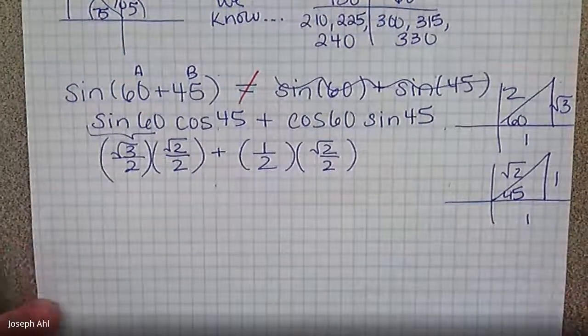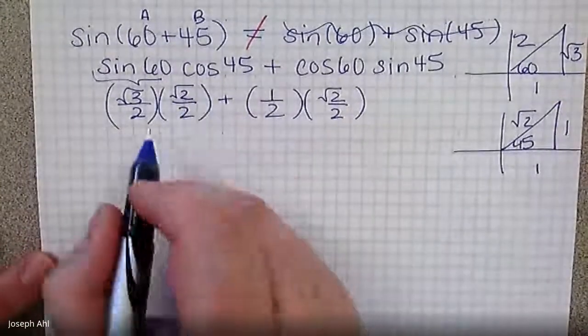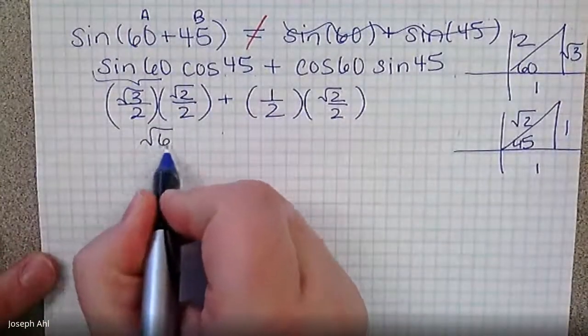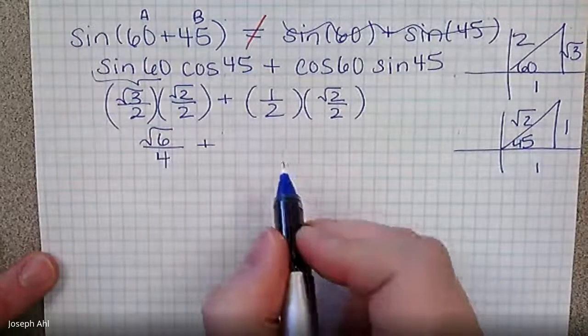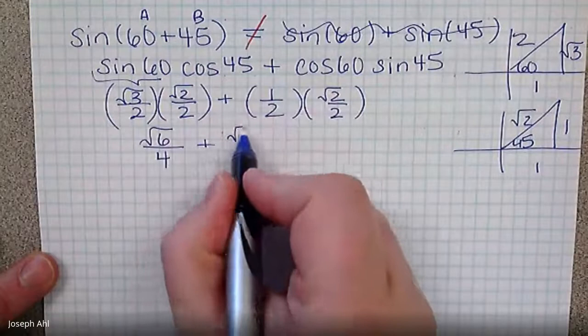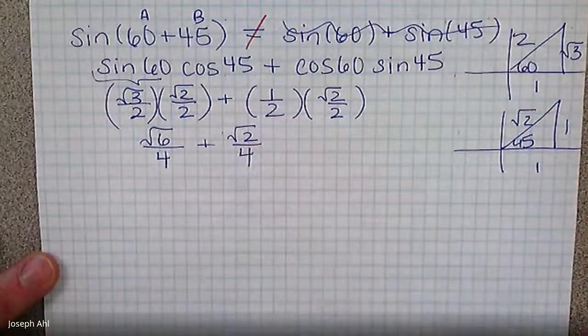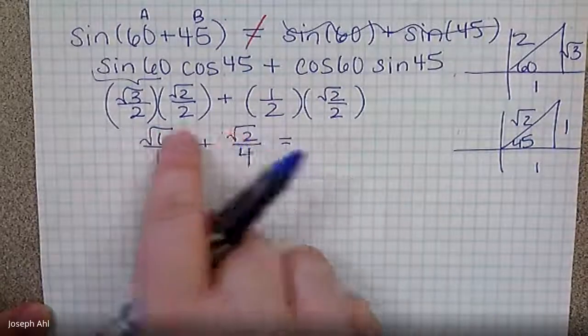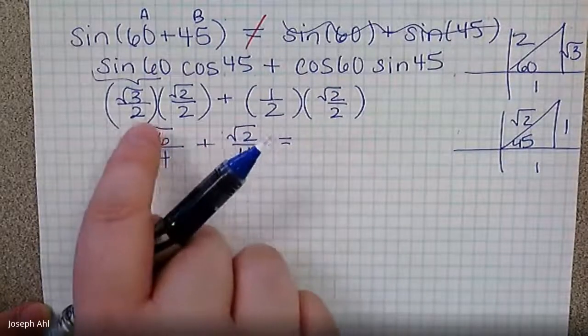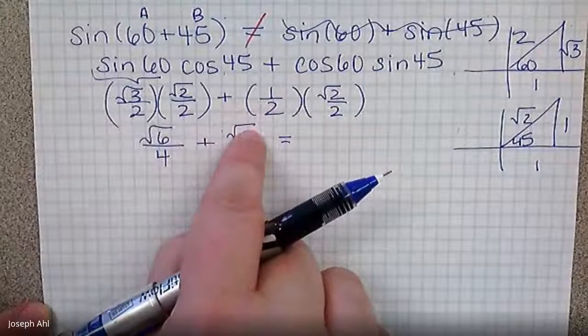All right, we need to keep simplifying here. Radical 3 times radical 2 is radical 6. You can multiply those numbers underneath over 4, plus 1 times radical 2 is radical 2 over 4. And the great thing about this is oftentimes you already have a common denominator, which means you can add those numerators. Radical 6 plus radical 2 is radical 8.